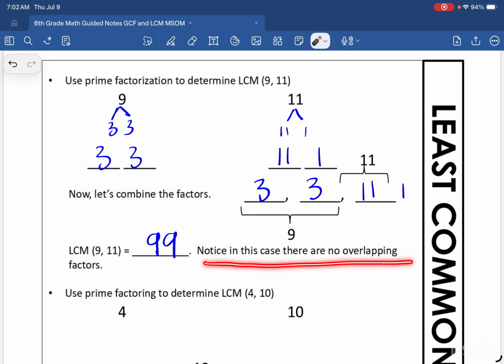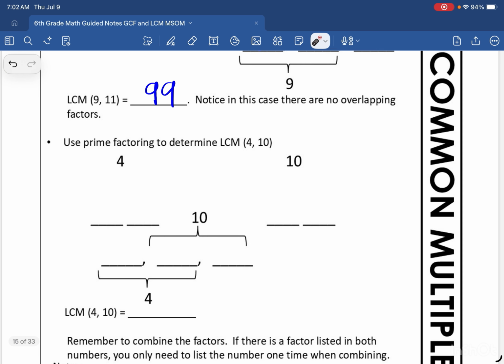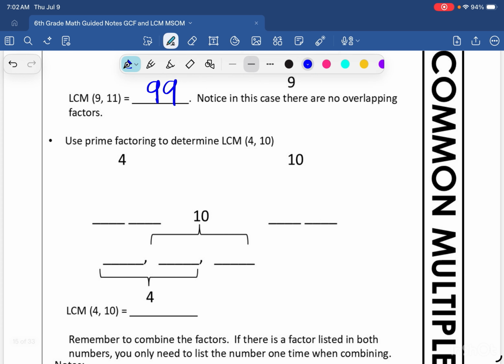Notice in this case that there are no overlapping factors. Use prime factoring to determine the least common multiple of 4 and 10. So 4 is 2 and 2. Those are the prime factors of 4. Of 10, I have 2 and 5. So I have a pair of 2's, so that number will just get written down one time, and then whatever's left over is a 2 and a 5. So I'm going to multiply 2 times 2 times 5. So 2 times 2 is 4, times 5 is 20. The least common multiple of 4 and 10 is 20.